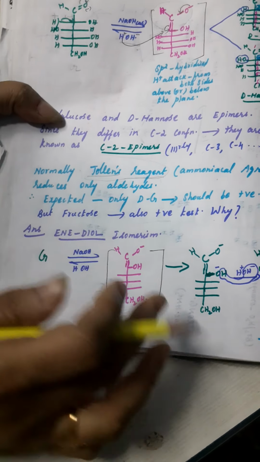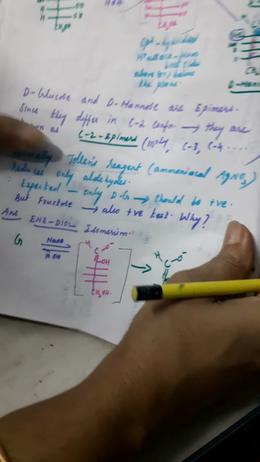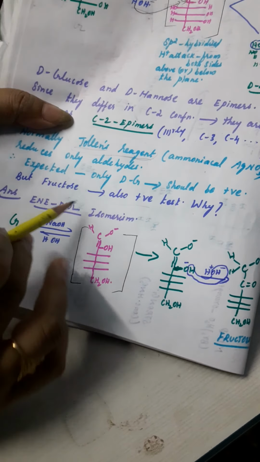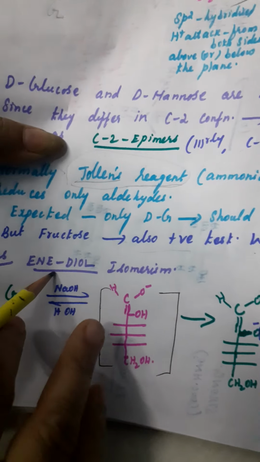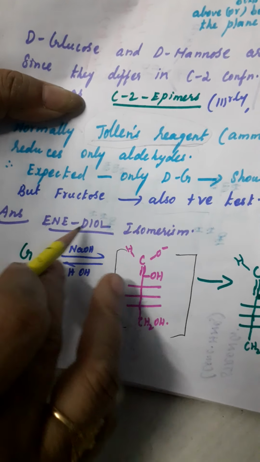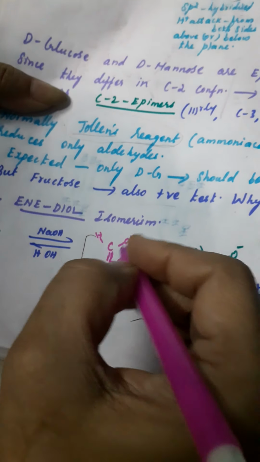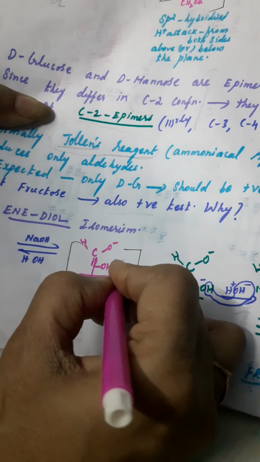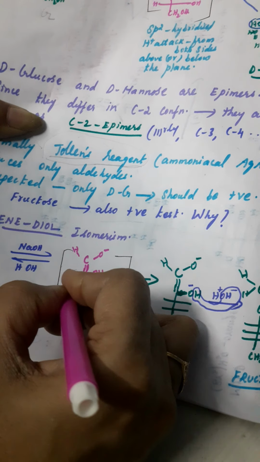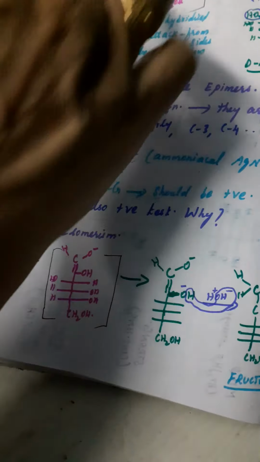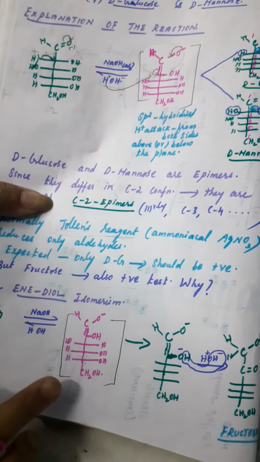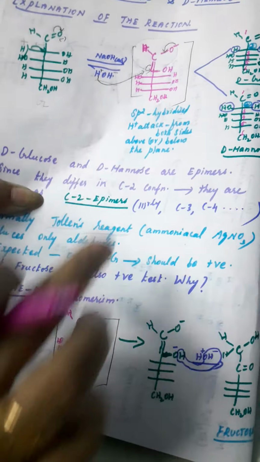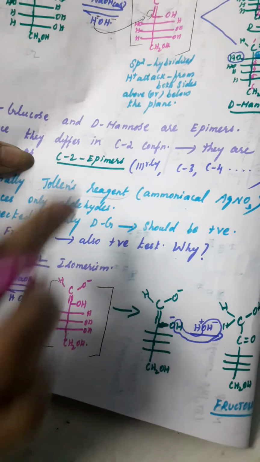Why? The reason is enediol isomerism. I am not going into detail about this. When you study organic chemistry more, you will come to know about it. But the reason is enediol isomerism. So what I have considered here is the normal glucose once again. So OH, OH, H, H, H, OH. Okay, in the presence of NaOH, we are getting an intermediate. I told you, the same sp2 hybridized one. I have shown it here.